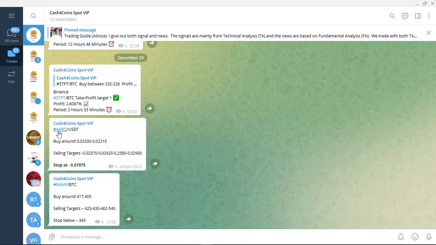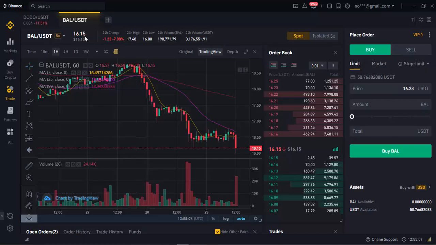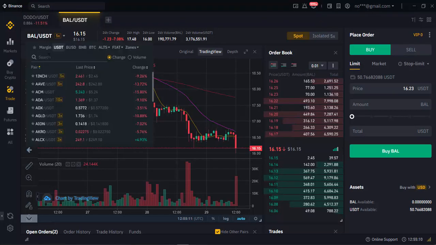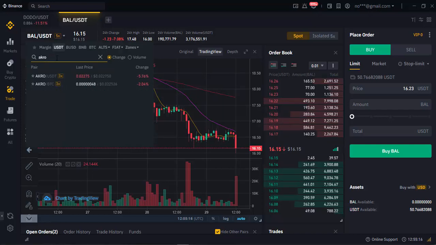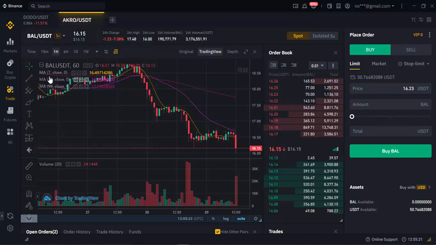We are going to make use of this AKRO as an example. We are buying between these prices, buy around 0.02330 to 0.02210. So this is the buying price or range. Okay, so what do we do? We come over here to buy inside the trade tab. We search for AKRO/USDT. As you can see, it's not BTC. We are trading with USDT.